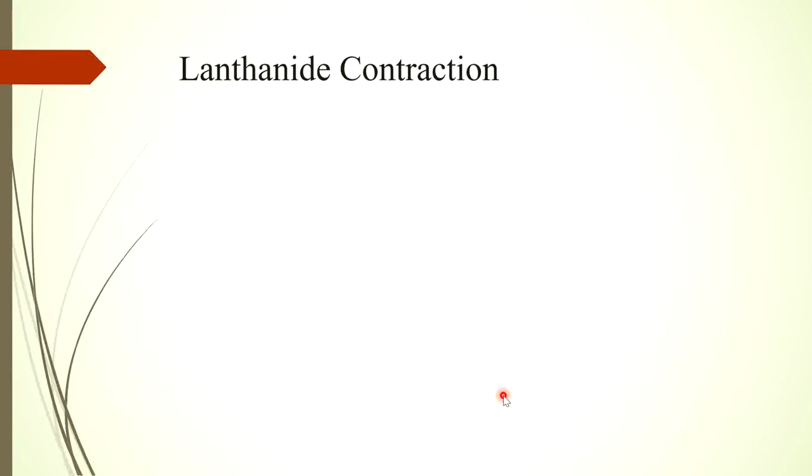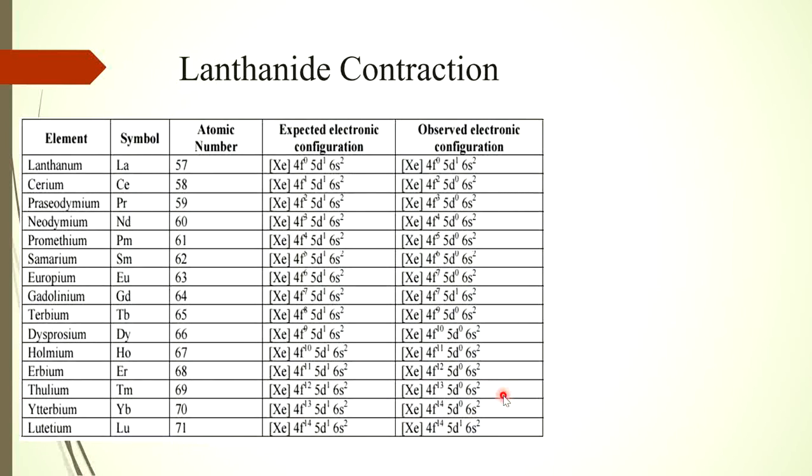So now we are just trying to figure out what is lanthanide contraction. So now what is lanthanide contraction? Lanthanide contraction means that the steady decrease of atomic or ionic radii of lanthanide elements with increase in its atomic number is called the lanthanide contraction.